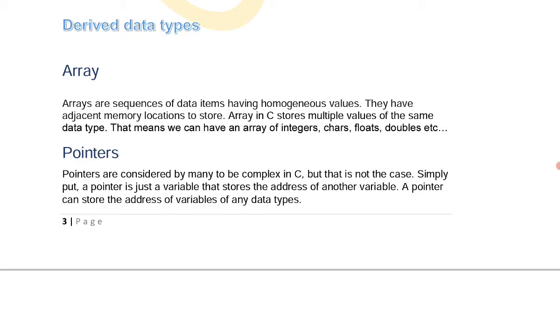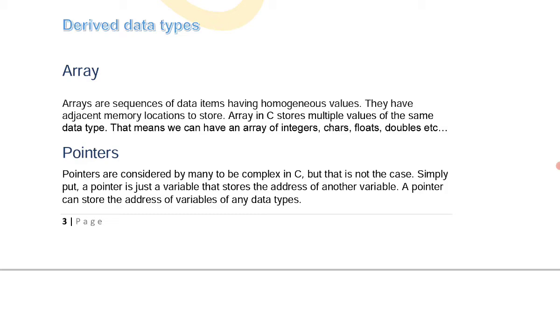So arrays are used to define similar type or same type of data in a continuous manner. We can have an array of integers, chars, floats, doubles, and so on. Arrays are created with integers, characters, floats, doubles, longs, etc.